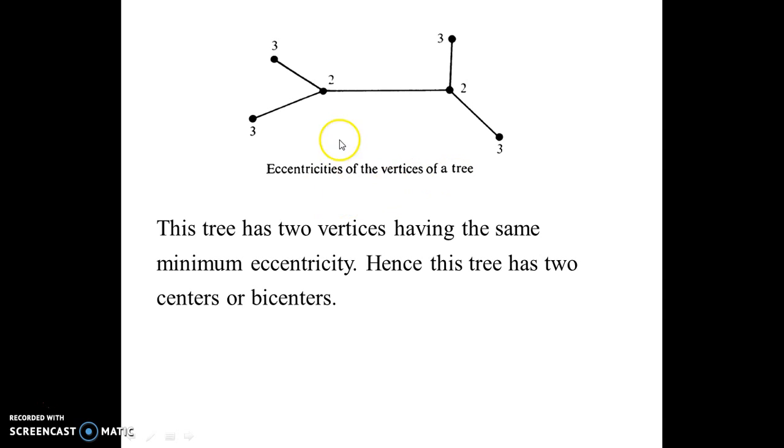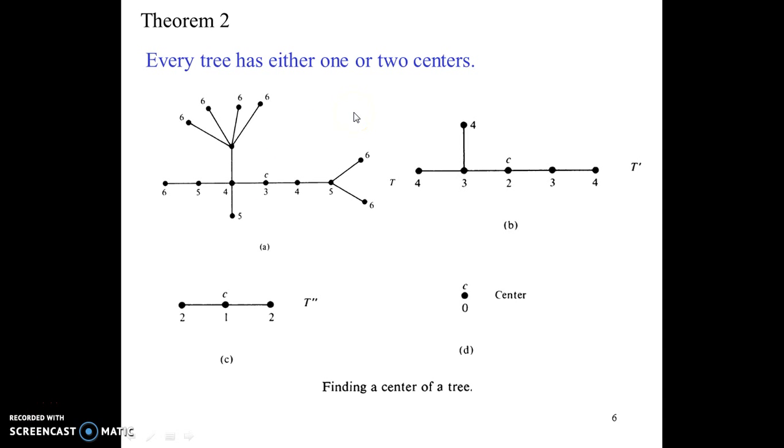Now, this tree ends up with 2 vertices of minimum eccentricity, which is 2. Hence, these two vertices form the centers of the tree. Such a tree is called a two-center or bicenter tree. The next theorem is to prove that every tree has either 1 or 2 centers.